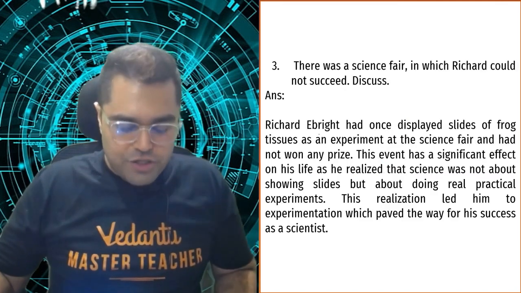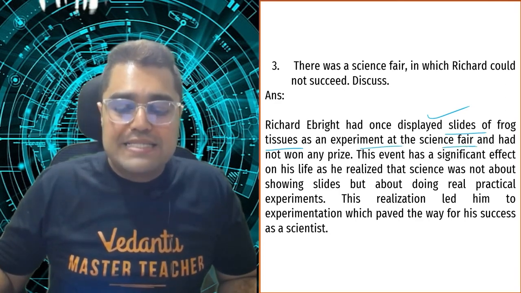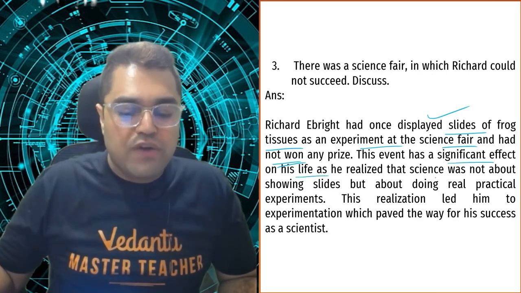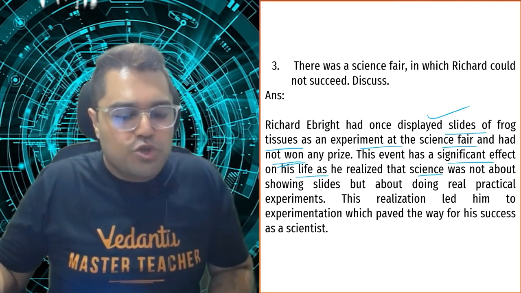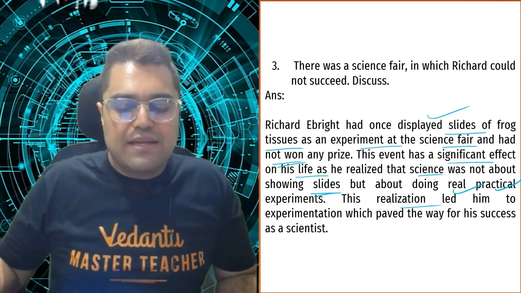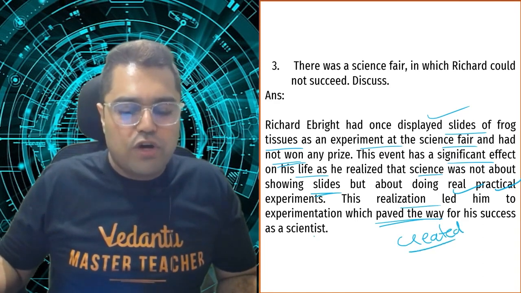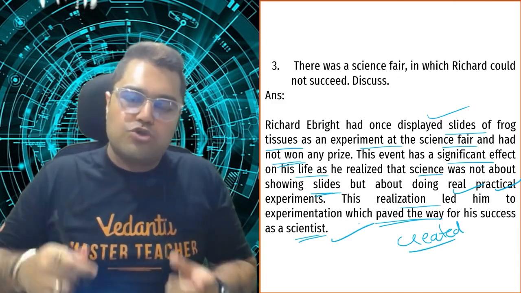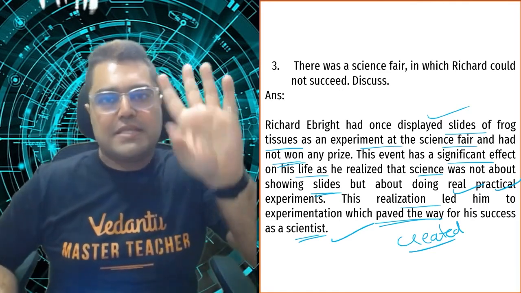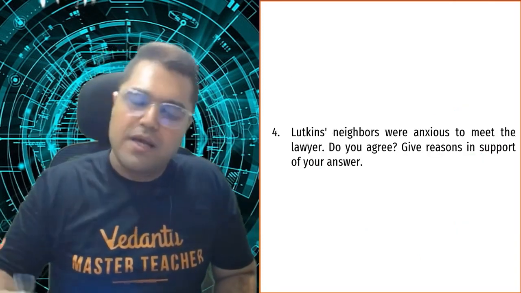Here we go. Richard E. Bright had once displayed slides of frog tissues as an experiment at the science fair and had not won. This event had a significant effect on his life as he realized that science was not about showing slides but about doing real practical experiments. This realization led him to experimentation, which created the way for his success as a scientist. So you have to say what he did, what he lost, and what he learned. These 3 elements are super important. These pointers will help you frame an answer easily and not waste time. Next question.